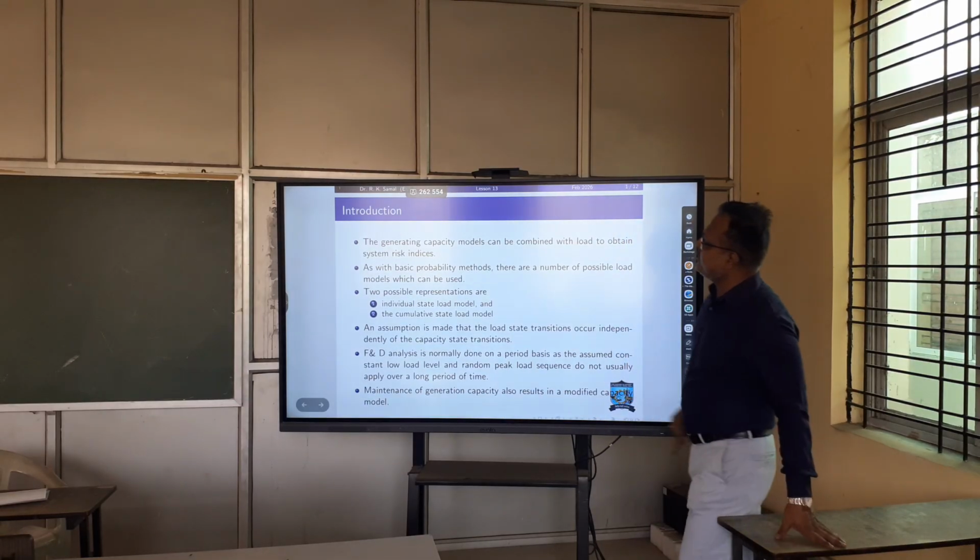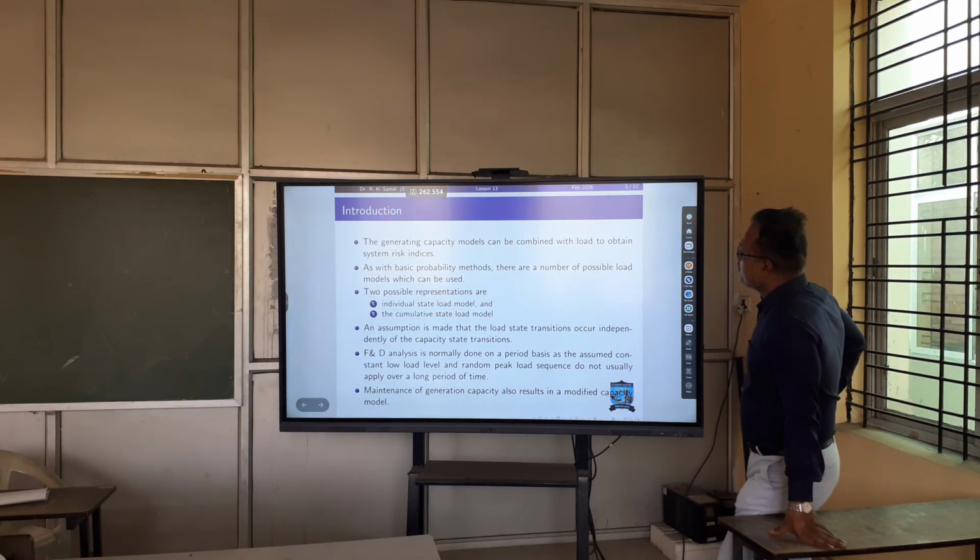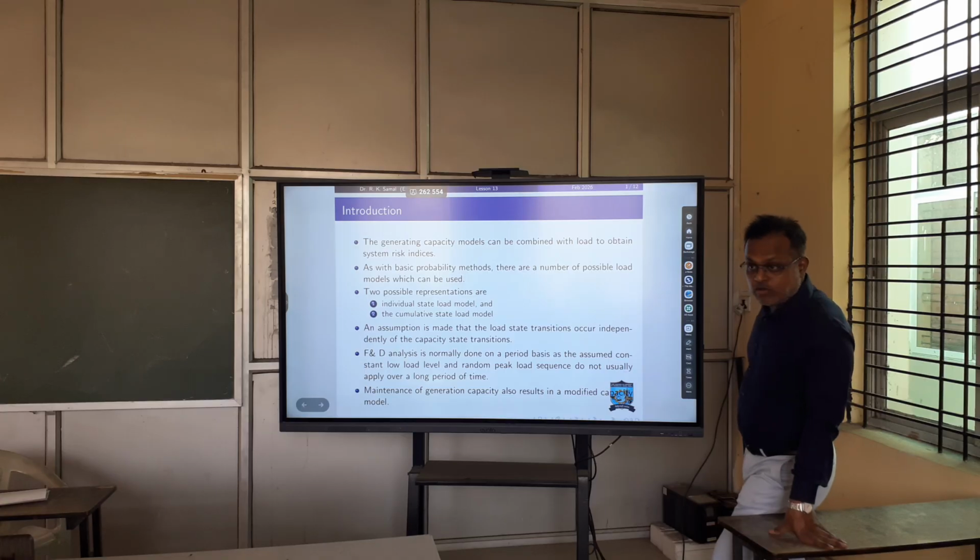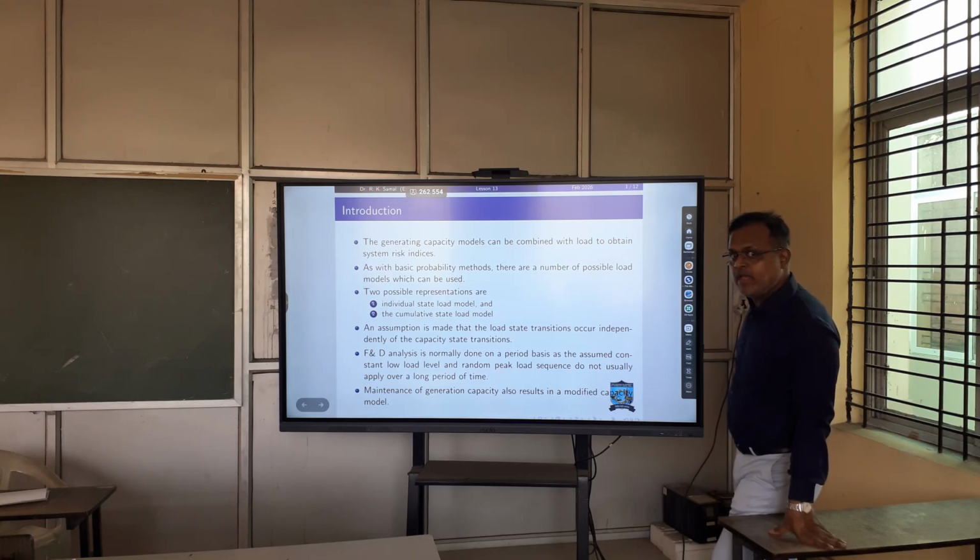I'll just go through the slides. The generating capacity models can be combined with the load to obtain the system risk indices. Always remember this: the generation model as such is not of very much significance. Only when you have a load model, you combine them and then you get the loss of load indices.